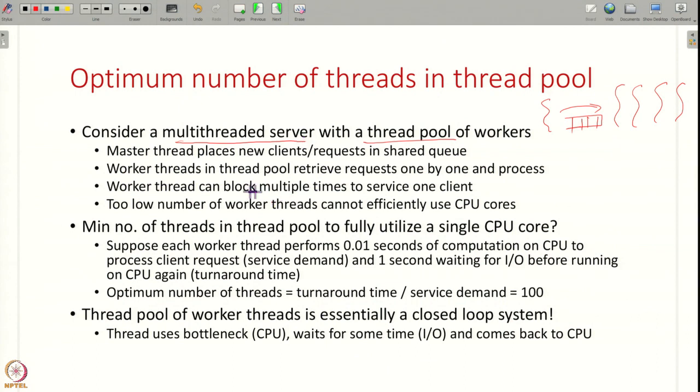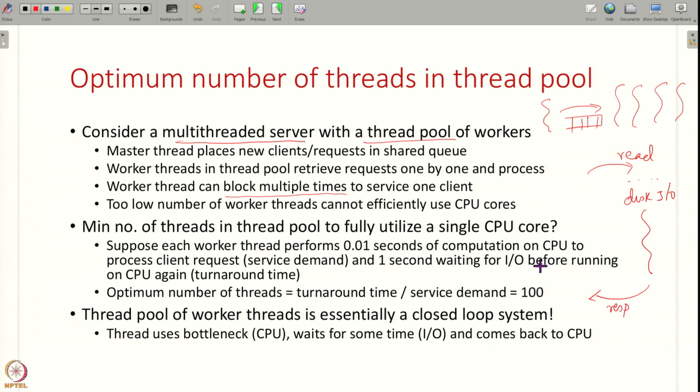Now, these worker threads can also block multiple times. The client has requested something, the worker thread will read the client request, do some processing on it, then make some disk IO to read the file that the client has requested, it will block, and then it will once again run on the CPU and send a response back, right.